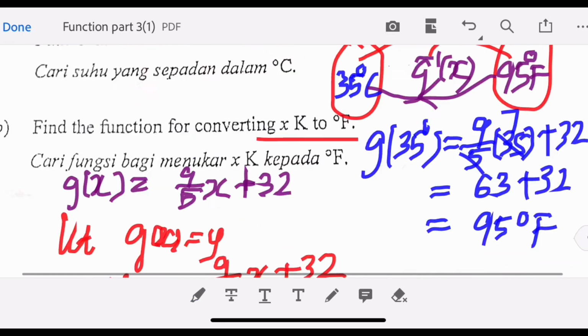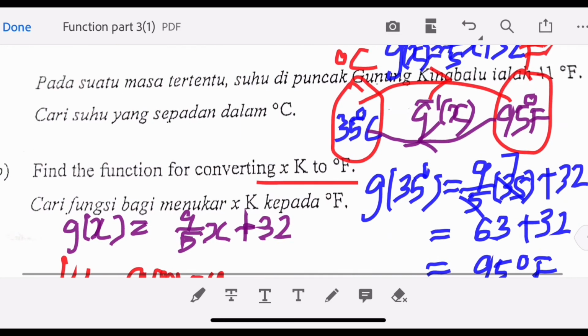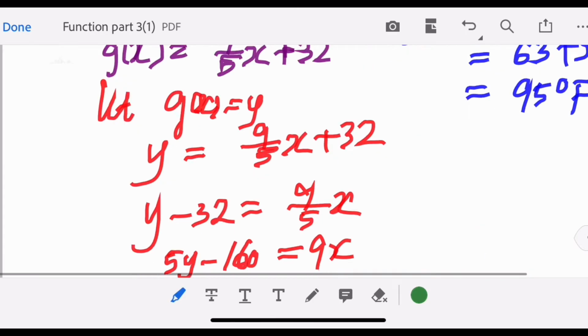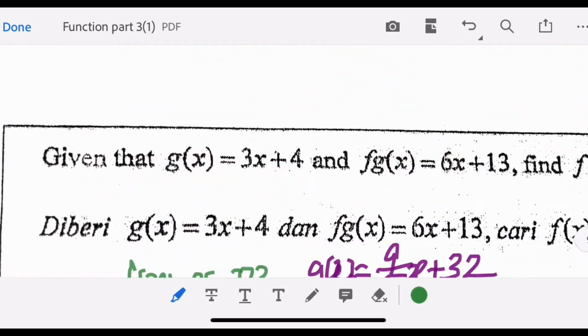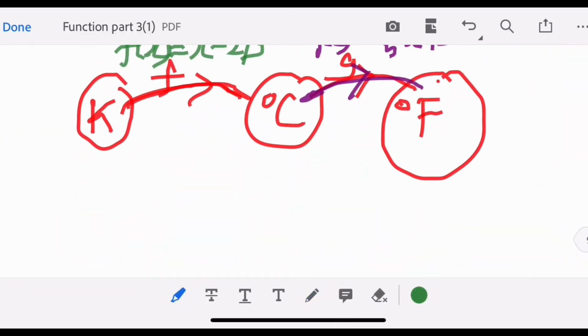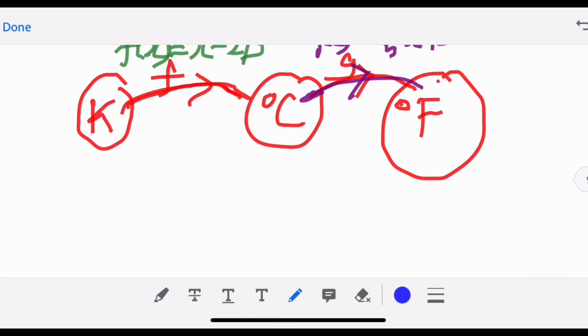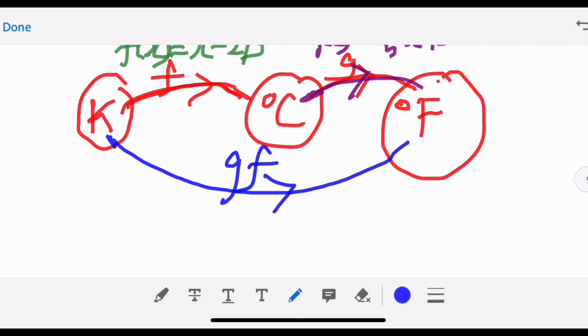Find the function that converts Kelvin to Fahrenheit. Kelvin to Fahrenheit. That means, let's see the diagram. That means the question wants this, right? So this is actually GF, right? It's not FG, it's GF. Function is always going against the order. So if you see this one is F, this one is G.